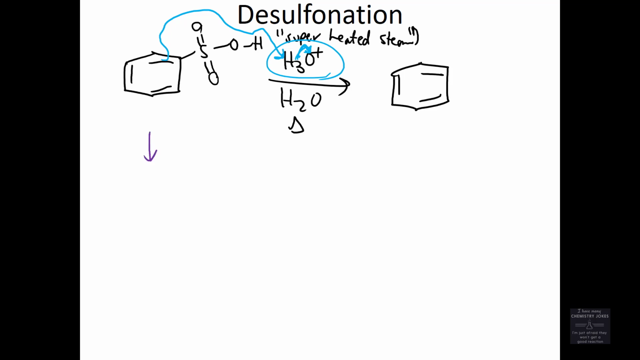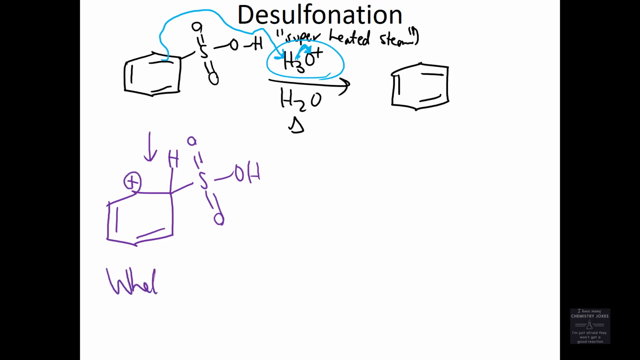Whoops. So out of that, we get a Wheland. This time, it's very important that you put the sulfonic acid on and that the hydrogen from the acid you just attacked gets connected to the very same carbon where your sulfonic acid is. And you got your plus next door. This is your Wheland. It's ready for resonance.